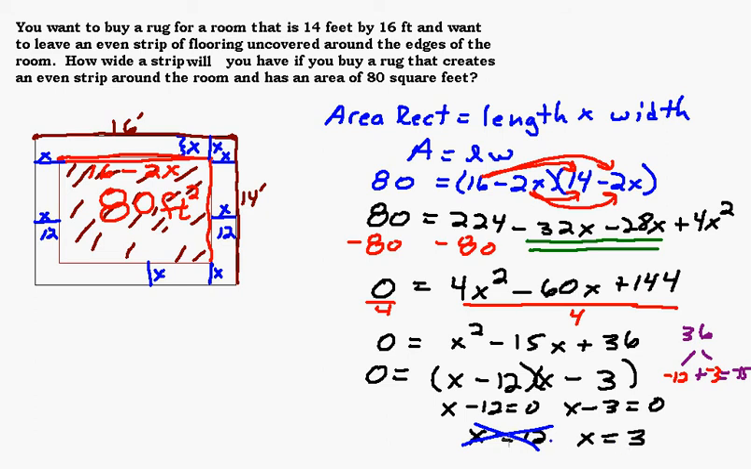3, on the other hand, works out really well. We'll take this 12 out of there. If I have 3 on each side, 3 and 3 is 6. So that makes this side 10. If I have 3 and 3 here, that's 6. 14 take away 6 is 8. And my picture's getting extremely sloppy, but I've got a length of 10, a width of 8. That does multiply to be 80. So that is the right answer. 3 feet is going to be our border.